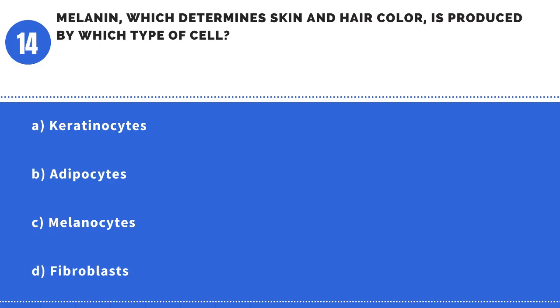Question 14. Melanin, which determines skin and hair color, is produced by which type of cell? A. Keratinocytes. B. Adipocytes. C. Melanocytes. D. Fibroblasts.